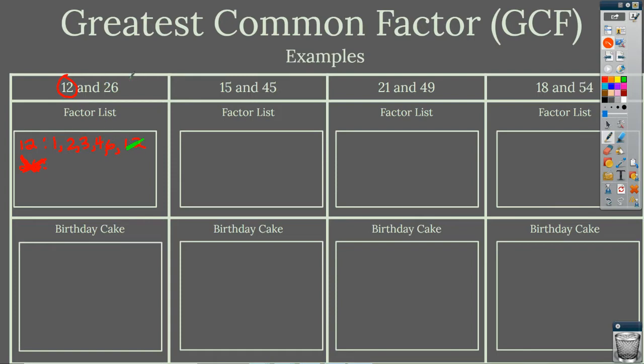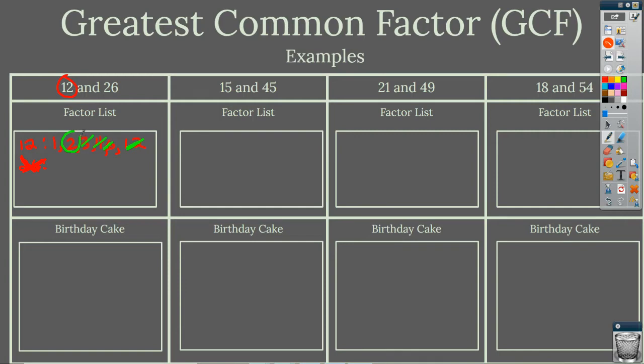So that is not a factor of 26. Does 4 go into 26 evenly? It does not, because 4 times 6 would be too small and 4 times 7 would be too big. Does 3 go into 26 evenly? 3 times 7, 3 times 8, 3 times 9, not going to work. Does 2 go into 12 and 26 evenly? And your divisibility rule should tell you that it does, because 12 and 26 are both even numbers.